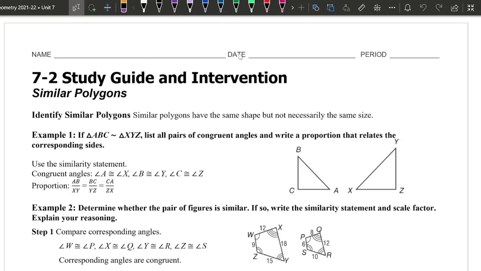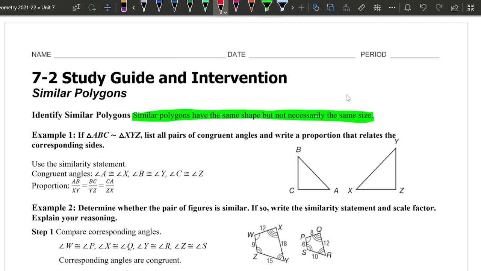All right, and we're going to start off by looking at what it says at the top. To identify a similar polygon: similar polygons have the same shape but not necessarily the same size. So, a congruent polygon is the same size and shape. It means the angles are congruent and sides are congruent.